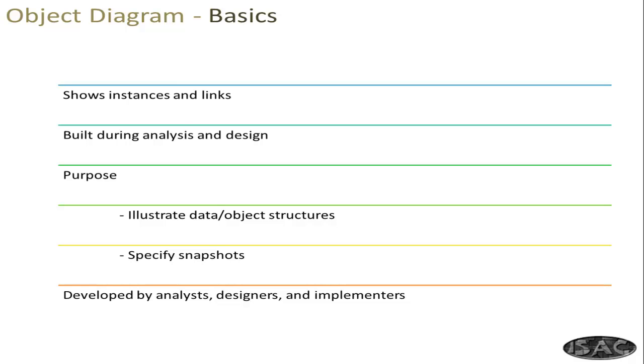Now let us summarize the object diagram concept a little bit before we move ahead. It shows the instances and links. It is helpful to build during analysis and design. The purpose is to illustrate data or object structures and specify snapshots. So these are the various important points regarding the object diagram.